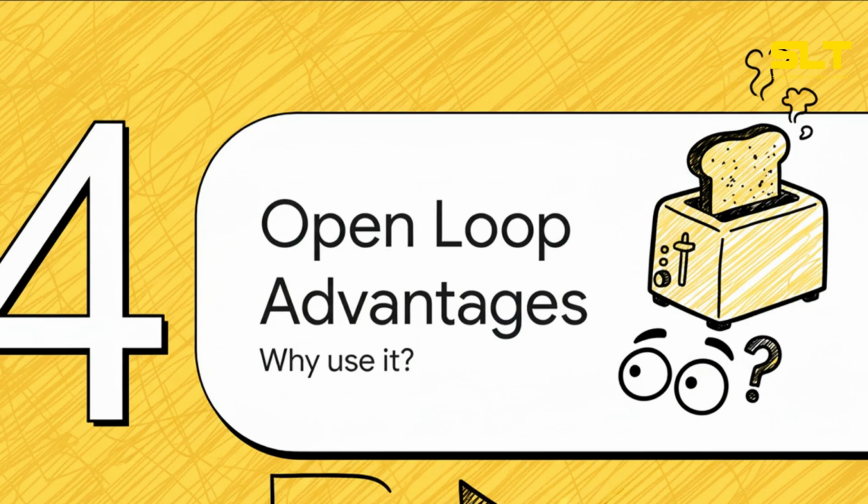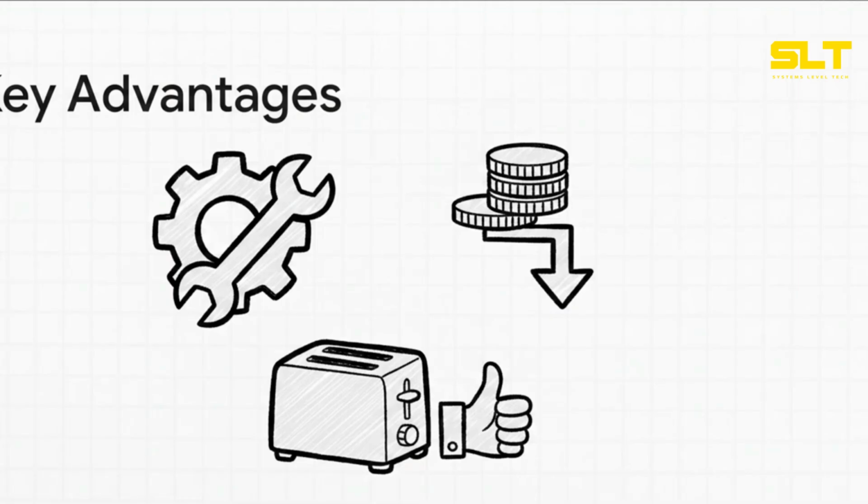Why even use it? Now you might be thinking about that burnt toast and asking, why on earth would engineers intentionally build something so blind? Well, open-loop systems are actually highly desirable for a few key reasons. First up, they feature a super simple construction and design. Because you don't have to pack them with complex feedback sensors or monitoring software, they are incredibly straightforward to build.